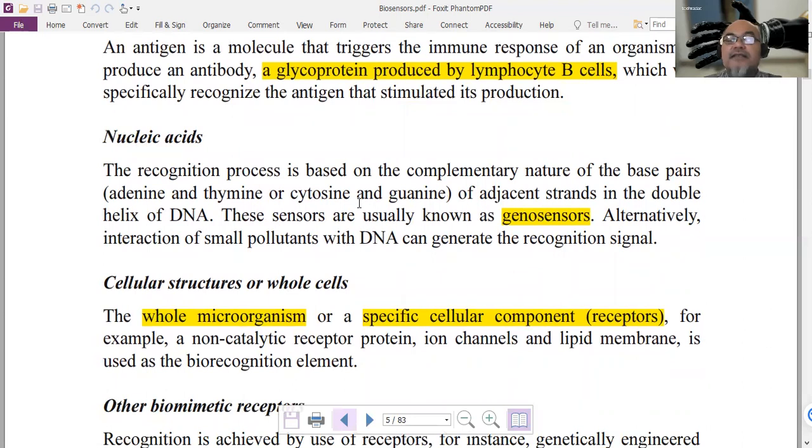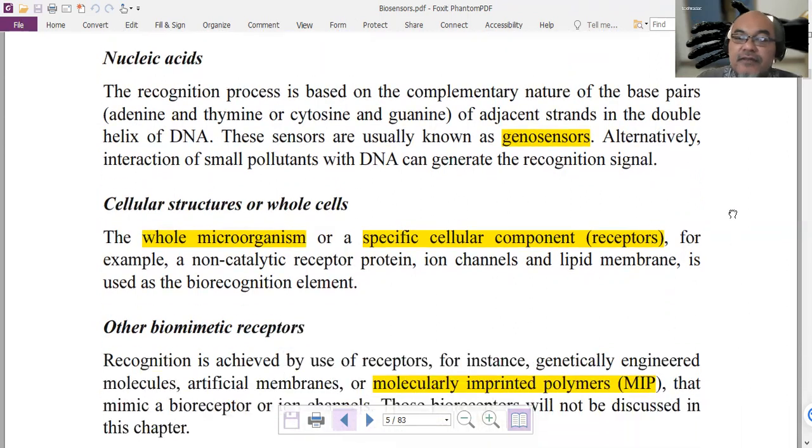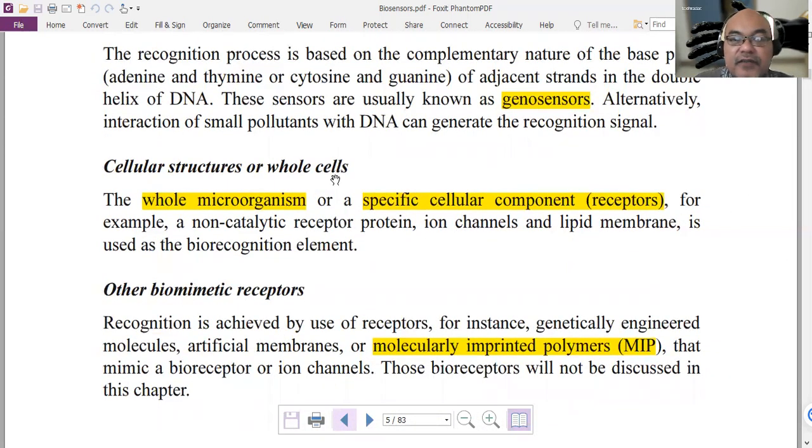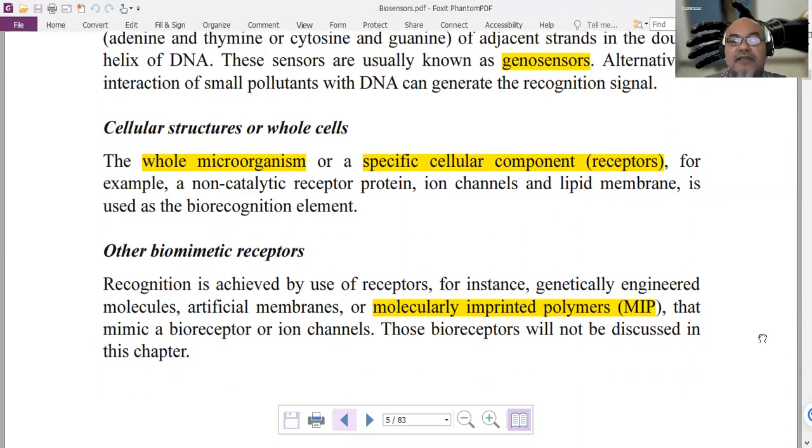Similarly, with nucleic acids, the reaction between a DNA single strand and its complementary sequence will generate double-strand DNA, which will result in an increased mass. And this increased mass can also be detected using various physical transducers. Finally, we have learned last week also about cellular cells, where we use the whole organism or a specific cellular component like the receptor within that cell as a bioelement in our biosensor.